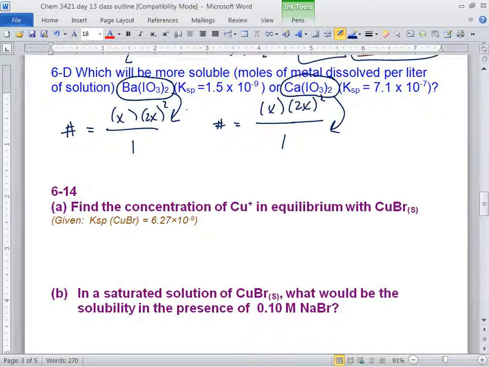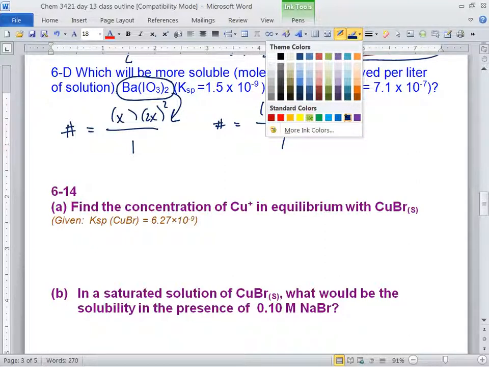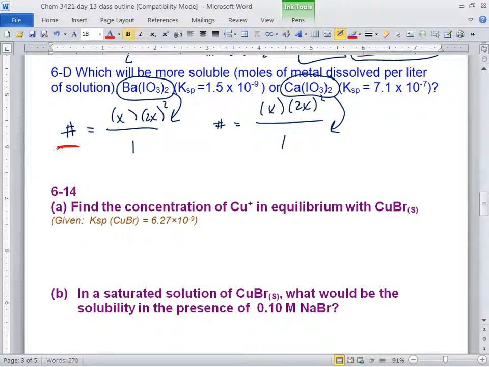Now I just jumped to the Ksp expression pretty quick, and you might want to verify it on your own, but the point is that you'll end up with the exact same Ksp expression because the chemical formulas are the same format, 1 to 2, cation to anion. So just compare the Ksp numbers. You don't need to go through all that work. The bigger Ksp is going to give you the more soluble answer.